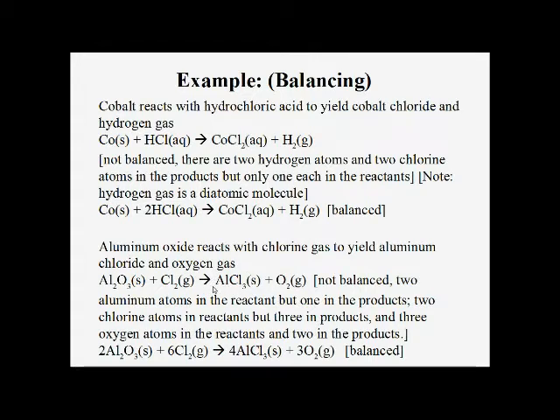That will balance our aluminum but unbalance the chlorine. So we double what we had on the chlorine. We had a 3, and multiply by 2 again. That gives us 6. So that gives us the final balanced equation on the bottom. 2 aluminum oxides plus 6 chlorine gases gives us 4 aluminum chlorides plus 3 oxygen.